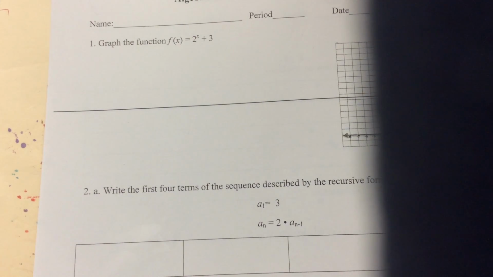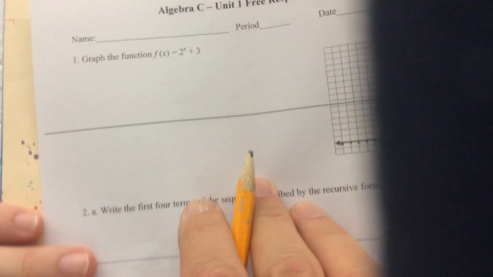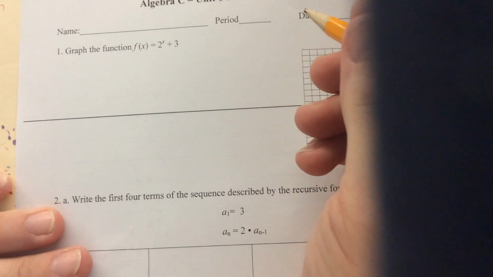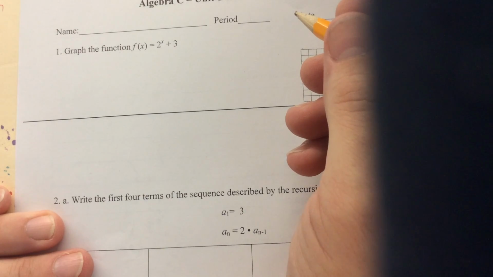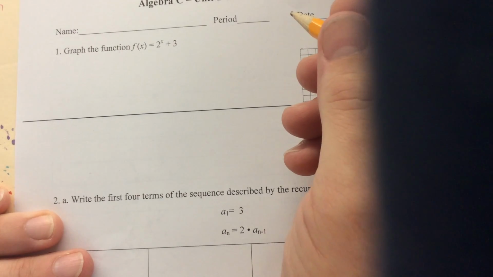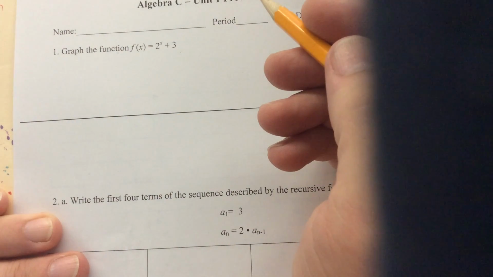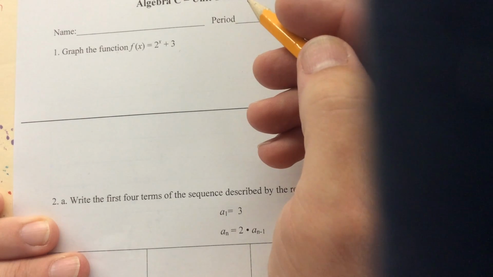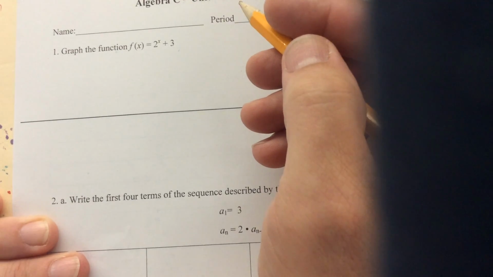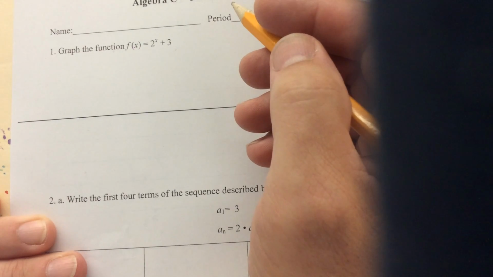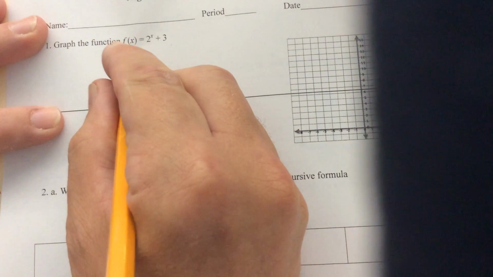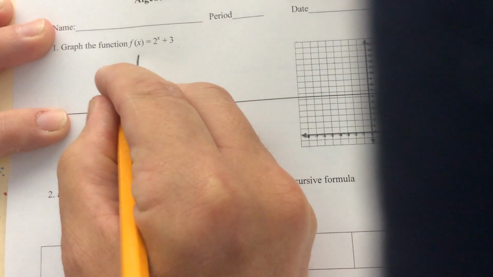So you're being asked to graph the function f of x is equal to 2 to the x power plus 3. And if you're asked to graph any function at all, whether it's a line, whether it's an exponential function, whether it's a quadratic function, if you don't remember how to do it, or you haven't learned how to do it yet, no matter what function I give you, you can figure out the graph by doing a table of values.